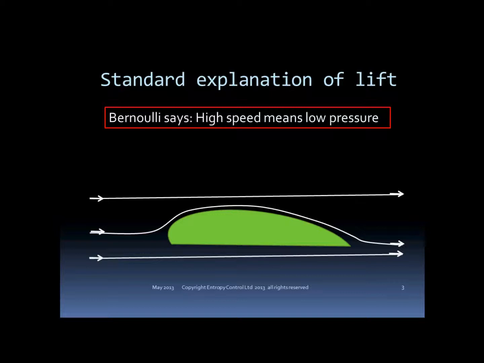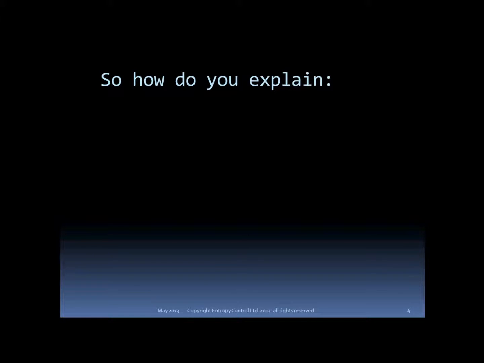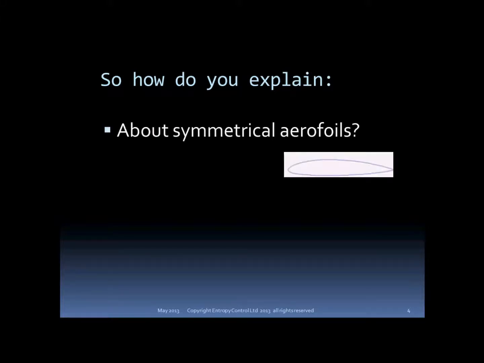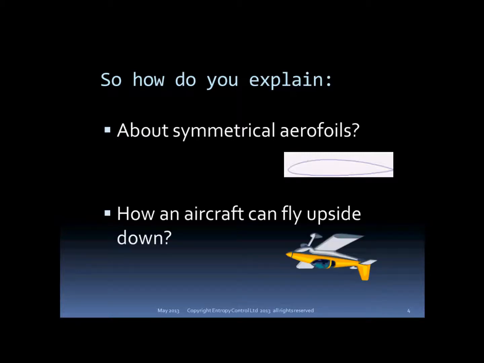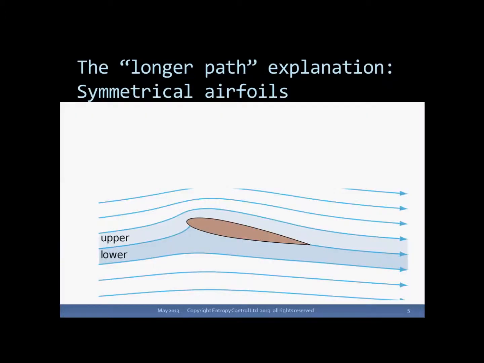There are several problems with this explanation, including the fact that the half venturi doesn't have anything like the same flow pattern as a full venturi. But more importantly, how can a symmetrical airfoil produce lift? And even more difficult, how can an aircraft possibly fly upside down? So that is not a particularly convincing explanation, is it?